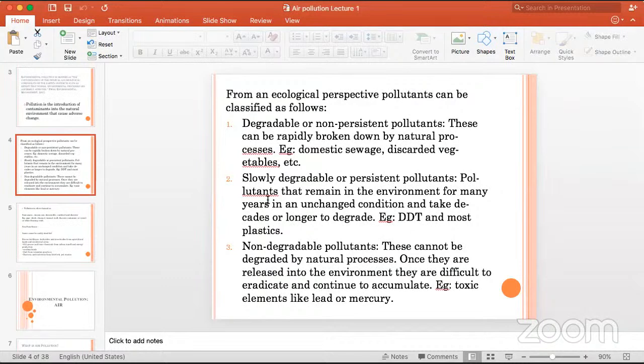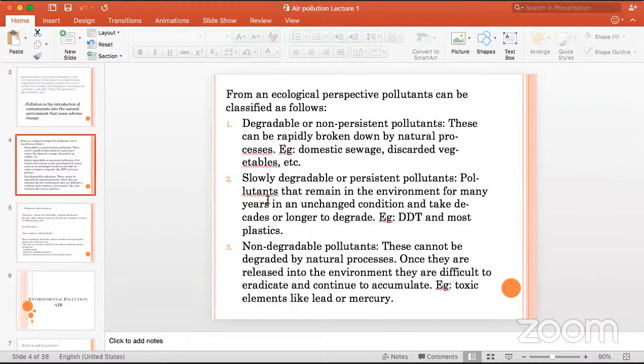Yeah, ma'am. First, degradable or non-persistent pollutants. These can be rapidly broken down by natural processes. Example, domestic sewage, discarded vegetables, etc. Second, slowly degradable or persistent pollutants. Pollutants that remain in the environment for many years in an unchanged condition and take decades or longer to decay. Example, DDT and most plastics. Third, non-degradable pollutants. These cannot be degraded by natural processes. Once they are released into the environment, they are difficult to eradicate and continue to accumulate. Example, toxic elements like lead or mercury.